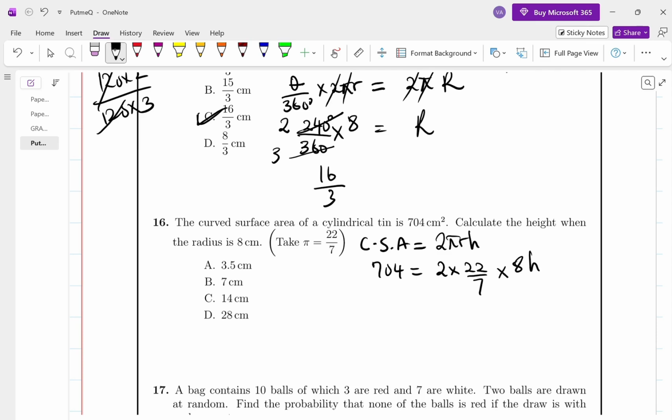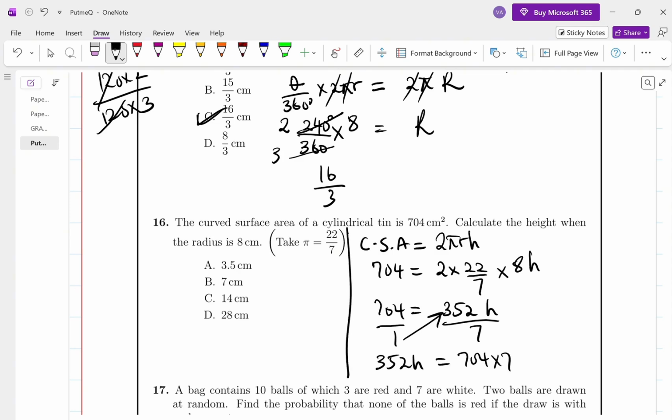Okay, so this is 704 equals 2 times 22 is 44. 44 times 8 should be 352. We'll put our h over 7 because the h over 7 is still the same. Now, we could put an over 1 here, then we cross multiply. So 1 times 352h should be 352h equal to 704 times 7.